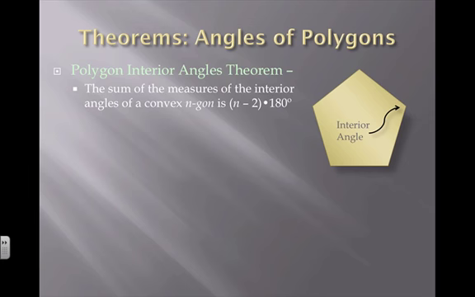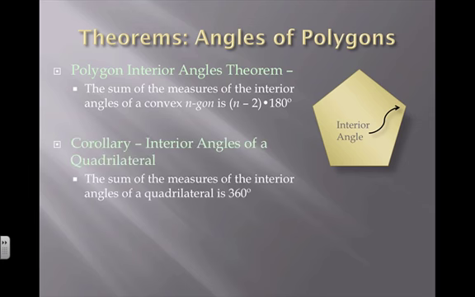There is a corollary that corresponds with this theorem, which is the corollary about the interior angles of a quadrilateral. This corollary specifically states that the sum of the measures of the interior angles of a quadrilateral is 360 degrees.